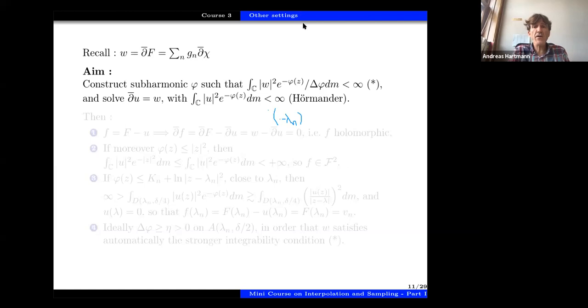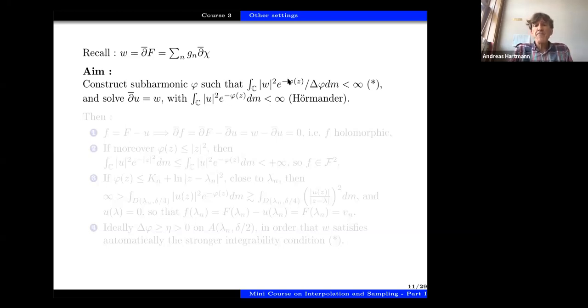And now, what we will do is we will solve a d bar problem. So we will take the given function W, and we are looking for a function U such that d bar U is equal to W. So we solve a partial differential equation. Well, it's essentially something related to Cauchy-Riemann. At the end, my resulting function will satisfy the Cauchy-Riemann equations.